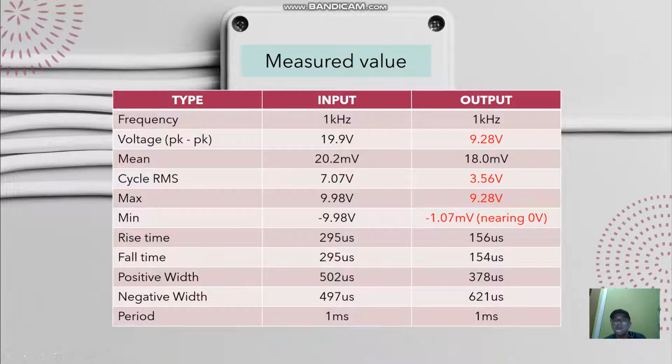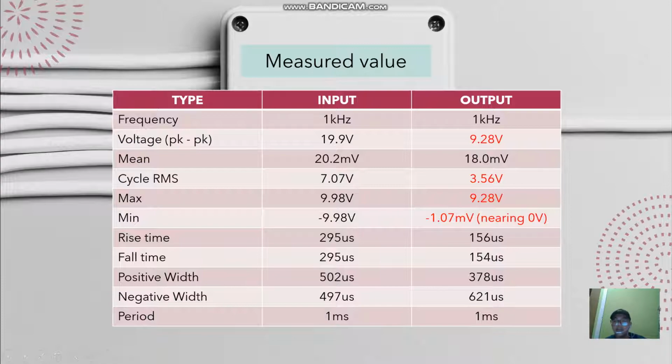peak to peak output becomes half of the input, and then the cycle RMS is slightly half of the input or the output. For the maximum, the output is slightly less, almost 1 volt compared to the input that we enter inside the circuit. And then for the minimum, our output is slightly producing a voltage nearing 0, which was negative 1.07 millivolts. And then for the frequency and the periods, they remain the same.